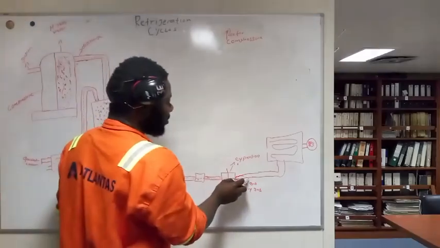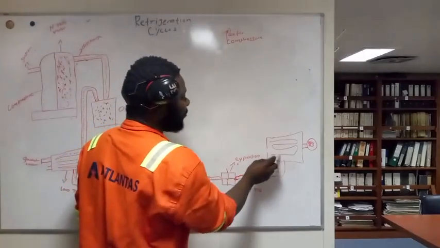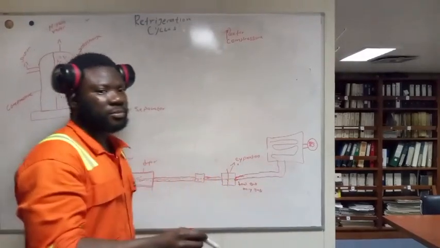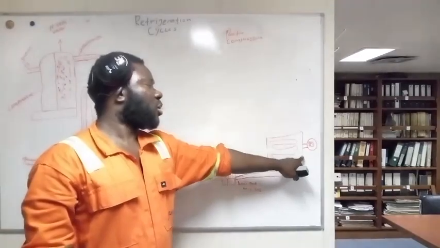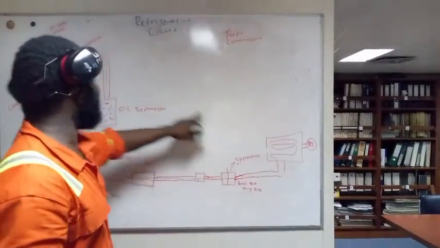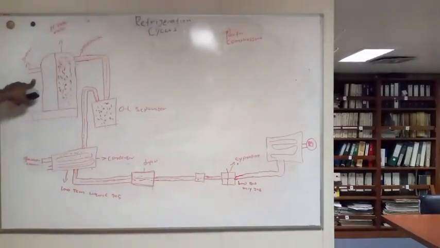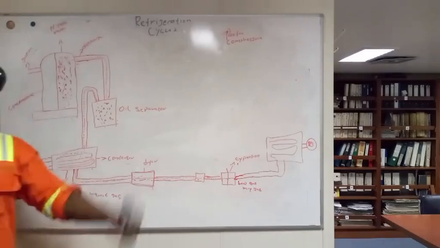When it comes out from this expansion valve, it moves to the evaporator for circulation with the help of the blower. The return from this evaporator moves down to the compressor, which is the suction. So this is the working principle of the reefer compressor.